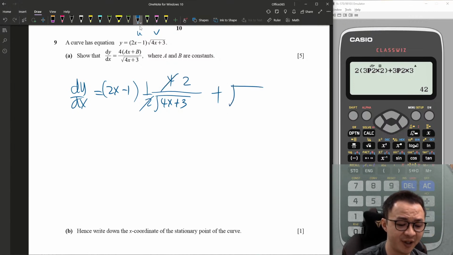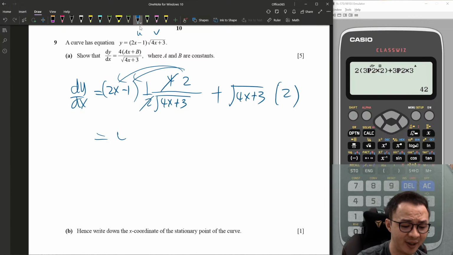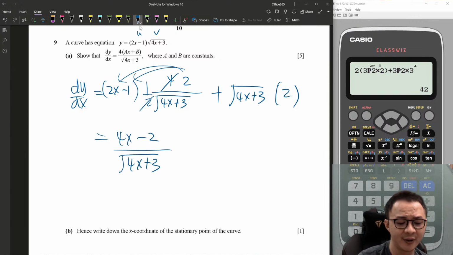Plus, copy the v, 4x plus 3, multiply the u, which is 2. So I should have multiplied 2 here. So I want to simplify this one, make them look the same. I mean, look like this. So this one I multiply in. I will literally get 4x minus 2 over square root of 4x plus 3. This one is over 1.